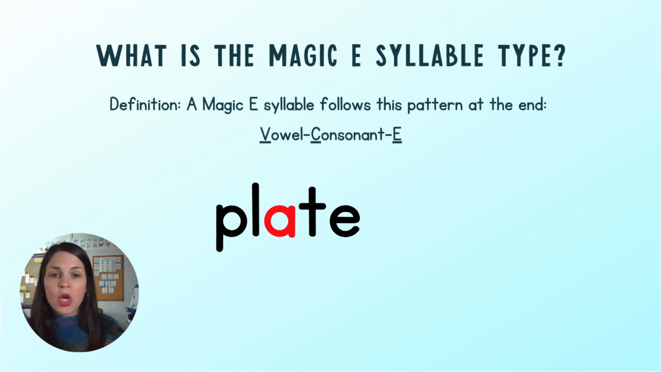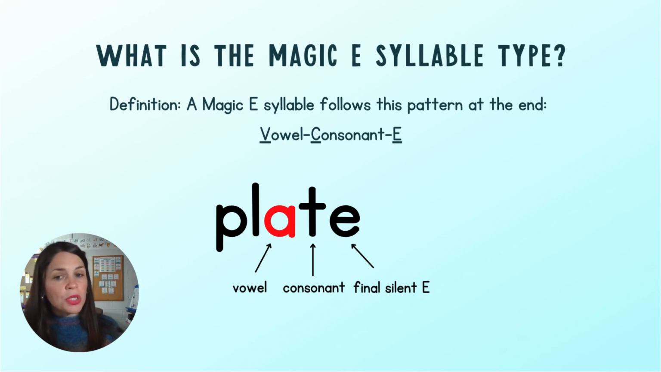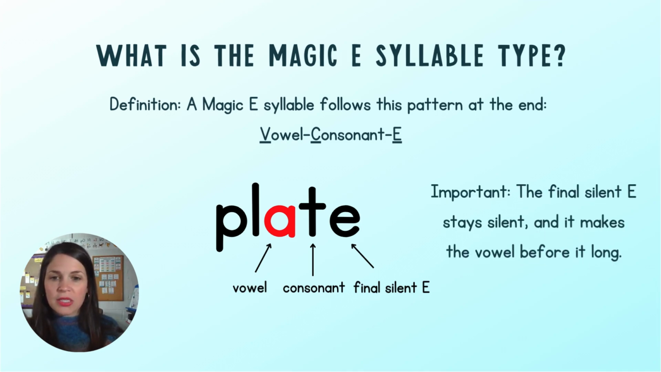Now, in the word plate, we have A, which is a vowel, followed by a consonant, the T, followed by a final silent E. Sometimes we call these magic E's or silent E's. The final silent E stays silent, but it has a really important job. It makes the vowel say its name. So in magic E syllables, they follow this pattern of vowel, consonant, E, and you're going to hear the first vowel letter make its long sound. It's going to say its name. The E is going to stay silent. That is what a magic E syllable type is.